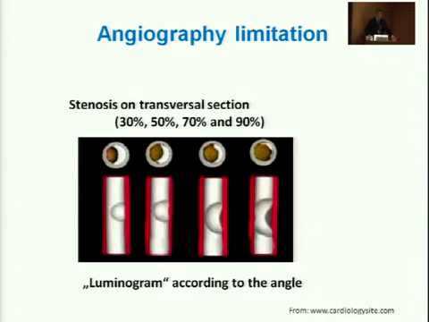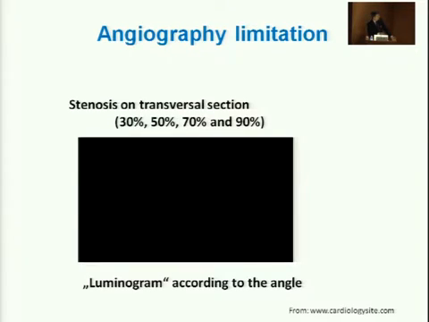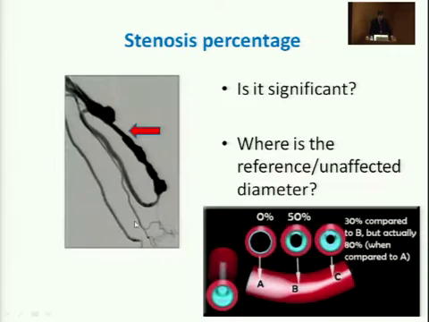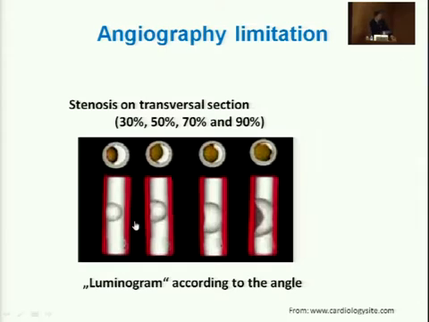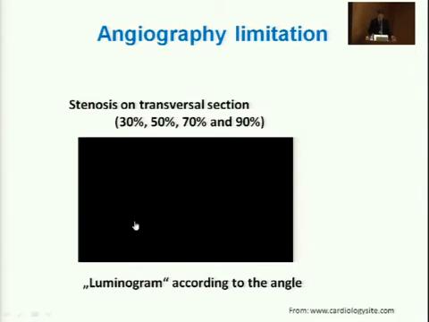Furthermore, there is an angiography limitation. Mostly the fistulas are visualized in a single plane, which is a problem because, if there is asymmetric stenosis, it could appear differently on the luminogram, which could lead to underestimation or overestimation of the stenosis significance.